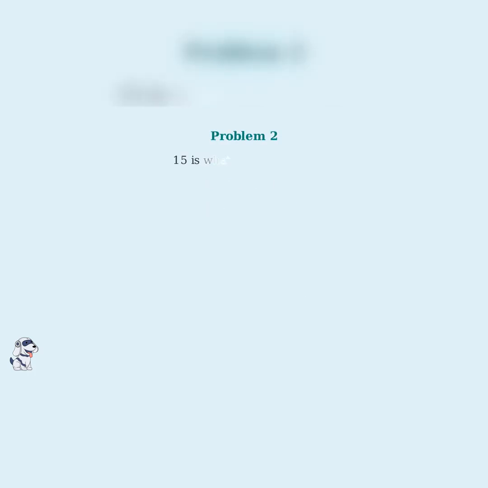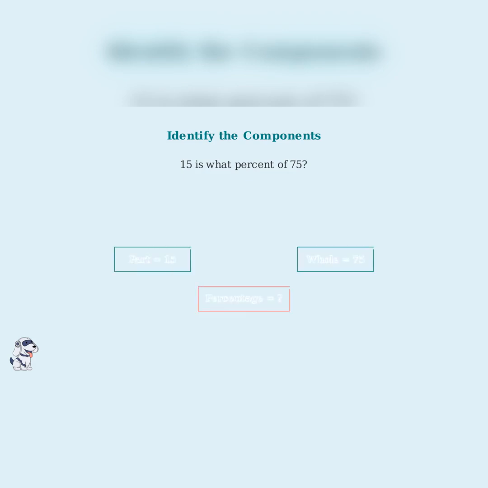Here's our second percentage problem. We need to find what percent 15 is of 75. We have 4 options to choose from. First, let's identify the components of this problem. We need to find the part, the whole, and what we're solving for. In this problem, 15 is the part, the portion we're comparing. 75 is the whole, the total amount we're comparing to. The percentage is what we need to find.